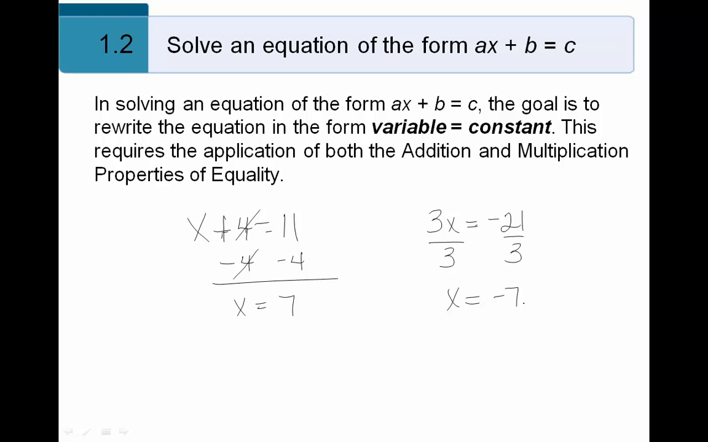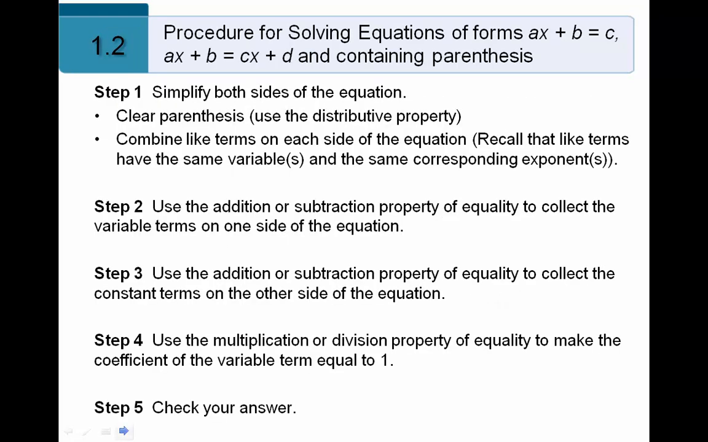Now we're moving into equations which will contain multiple steps to solve, and it's impossible to memorize the different types of steps. It's far easier, though, if we can come up with a procedure, and that procedure will help us solve any equation from here on forward. So let's look at that procedure.